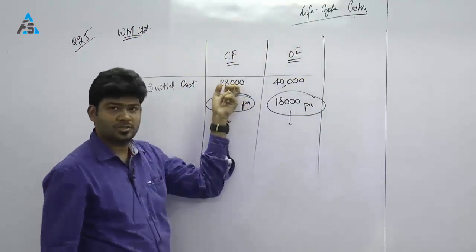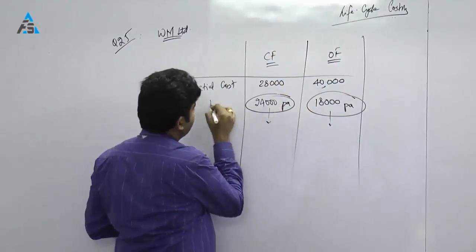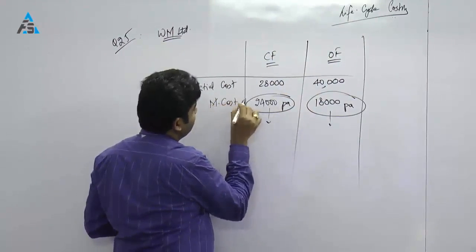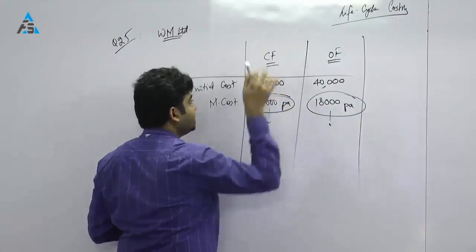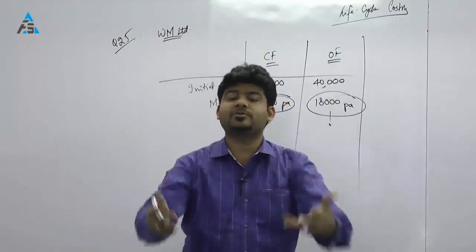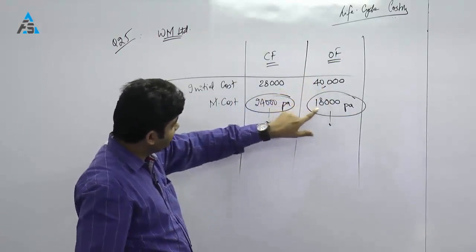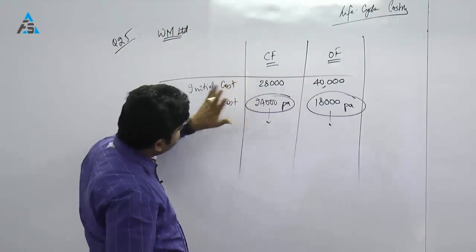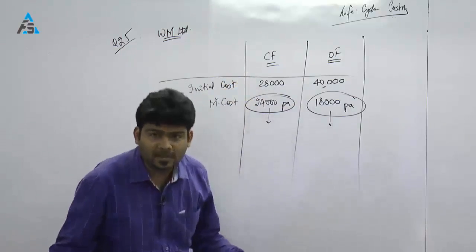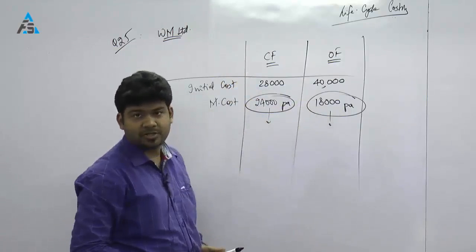Because of lower cost. Additional information is given, 24,000. This is like the maintenance cost. Maintenance cost is higher in case of CF and lower in case of OF. Now this is where the confusion comes and I have to take a decision. If this was 40 and this was 24, if this was 28 and this was 18, then you don't need a chartered accountant to make a decision, right? Then it is a plain Jane question that we have.